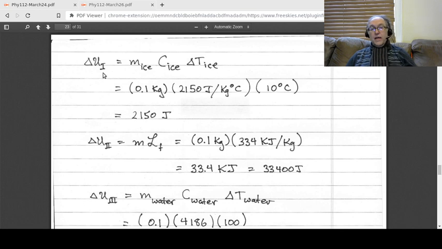So for stage 1, it's just regular heating, so you use MC delta T, but this time it's ice. Okay, and so all of them will have 100 grams or 0.1 kilograms, but for the specific heat, you've got to be careful, it's ice. And ice has a different specific heat than water or steam. I gave you that above, and I just put the number there. The specific heat of ice is 2,150 joules per kilogram degree Celsius.